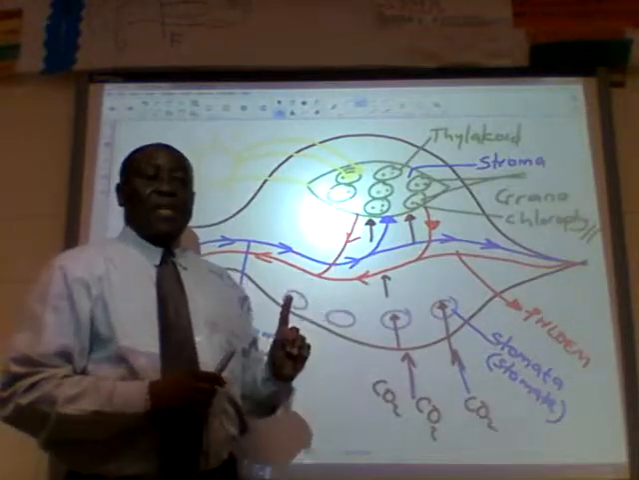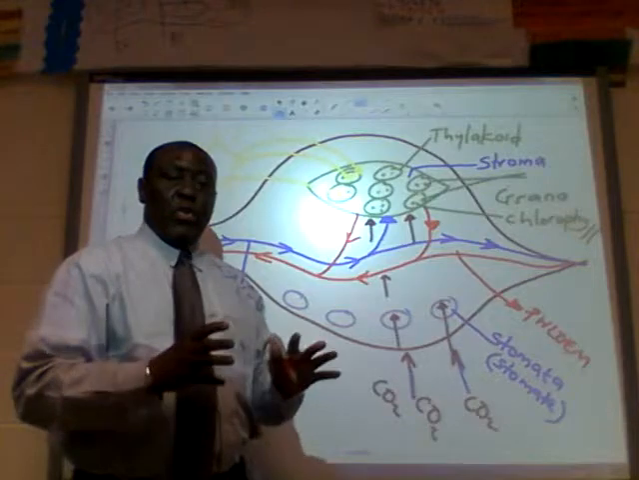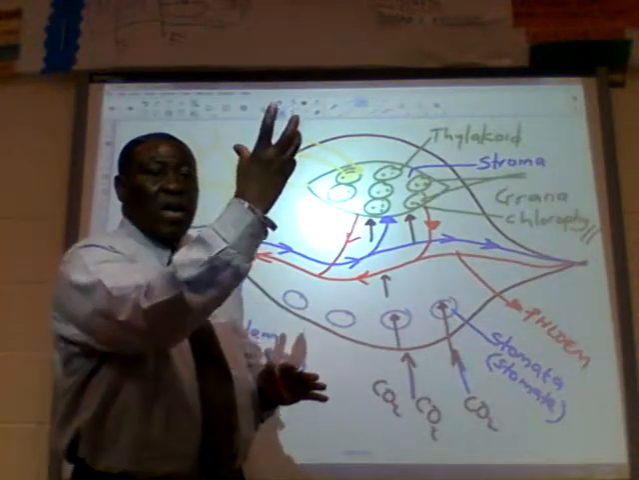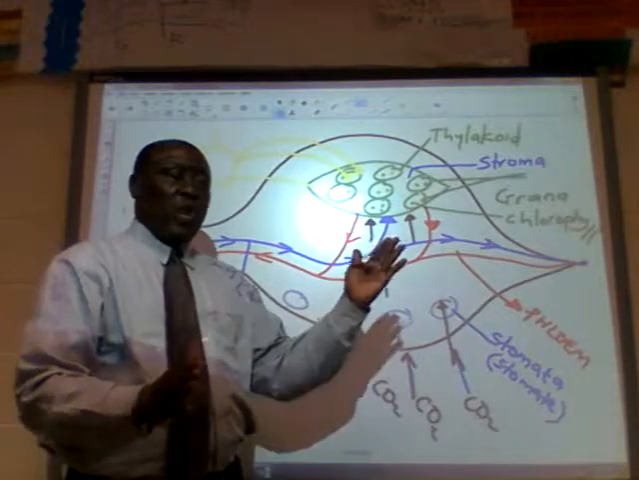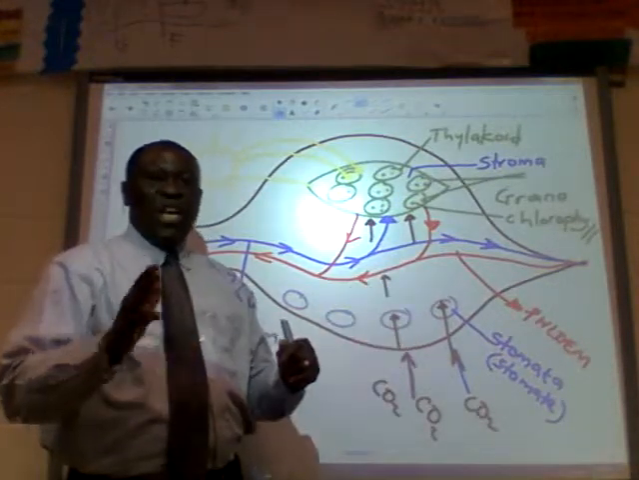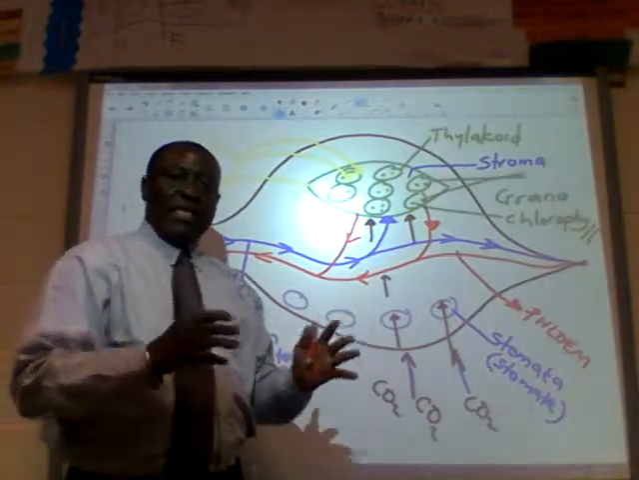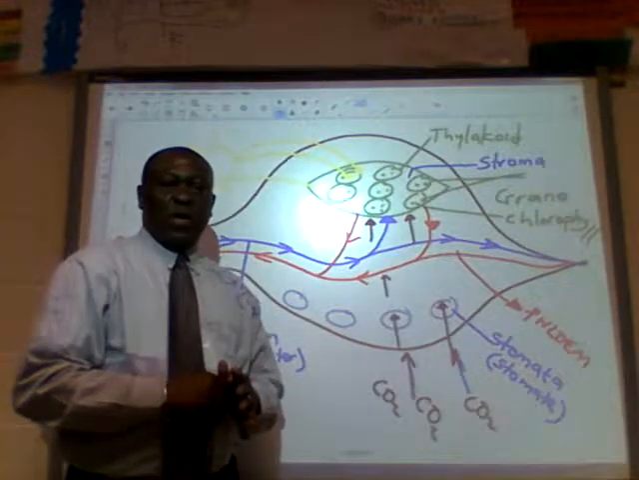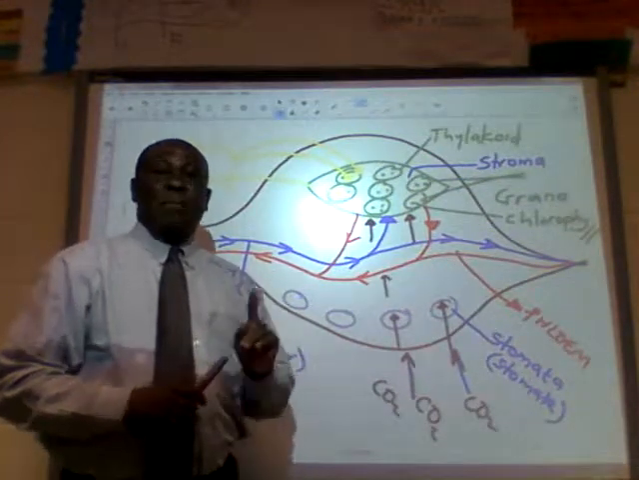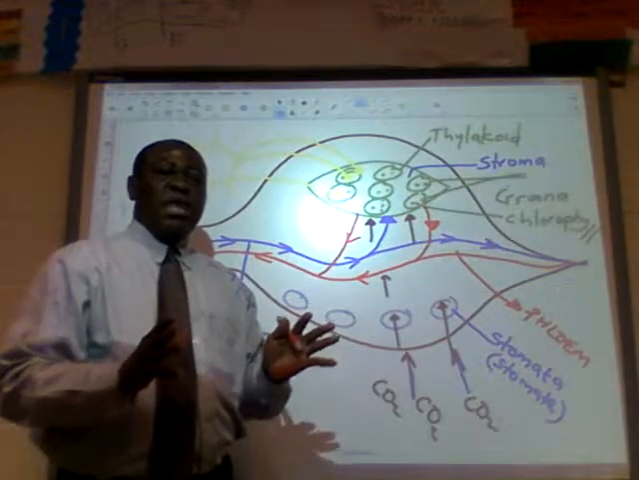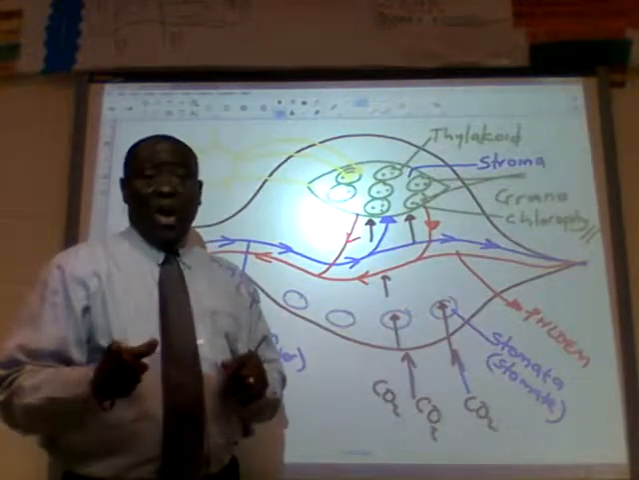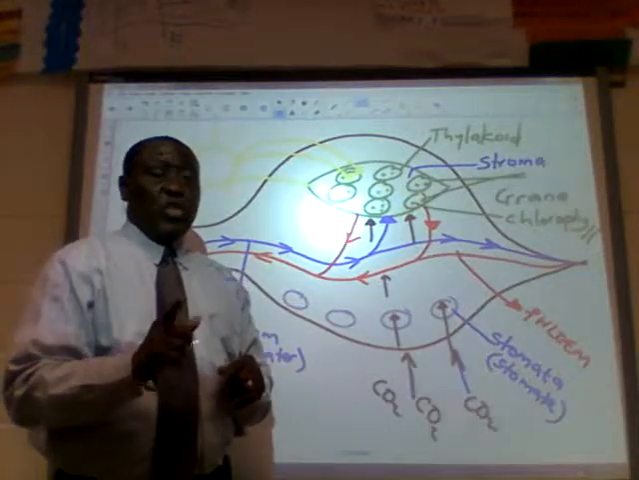The light-dependent reaction, simply what it does is the chlorophyll captures light, and then the light splits water into hydrogen and oxygen, and also ATP is produced as well. The light-independent reaction does not need light. It does not mean that it only works when it's dark. It simply means that it does not use light, period.